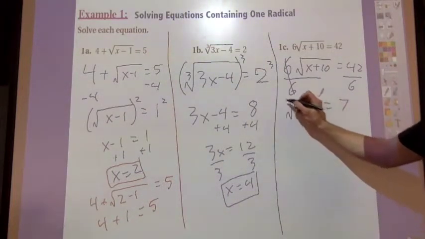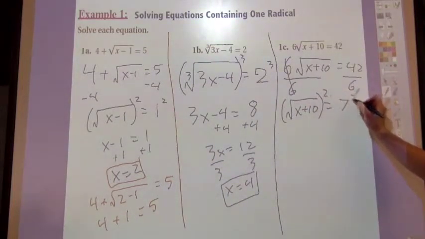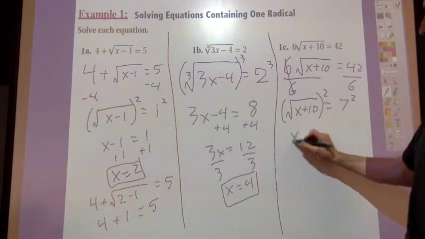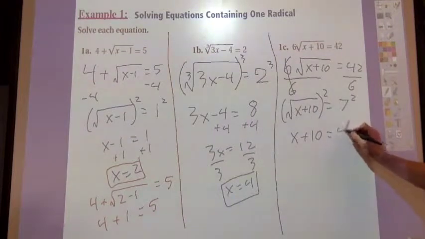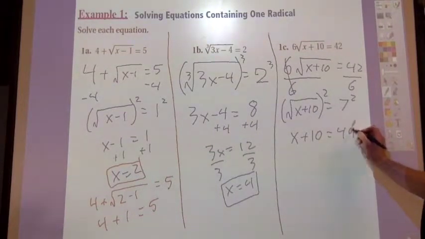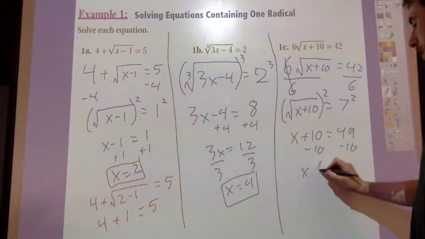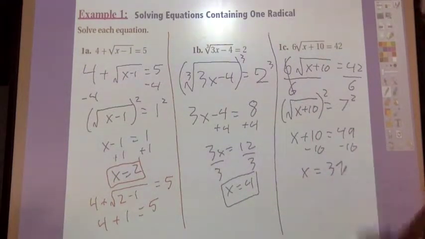And then to get rid of this radical, I'm going to square both sides. That gets rid of the radical. I have x plus 10 equals 7 squared is 49. Subtract 10 from both sides, and I have x equals 39.